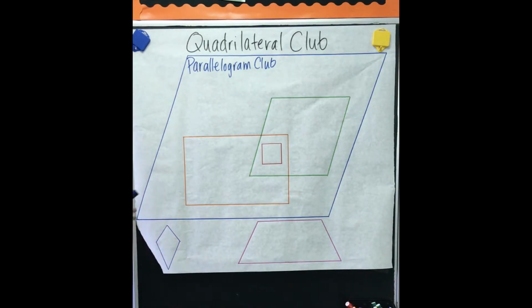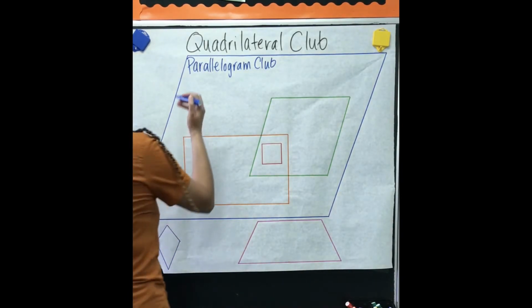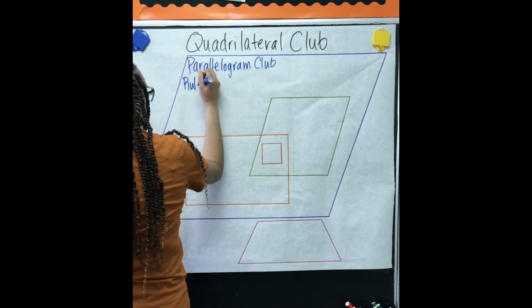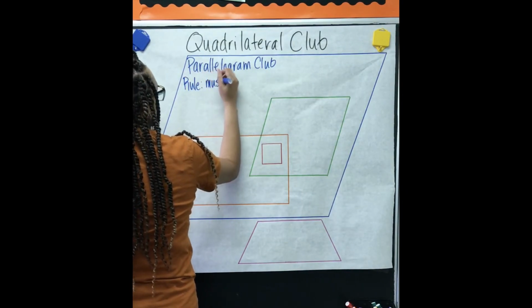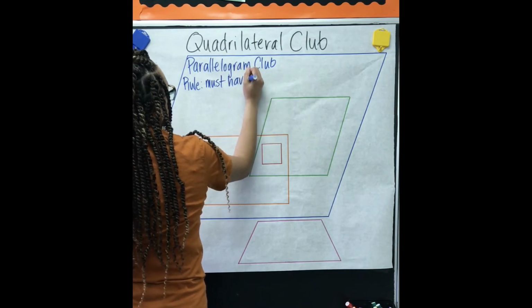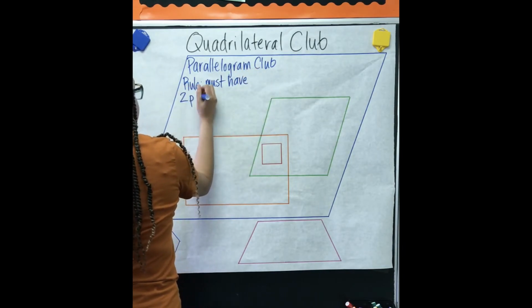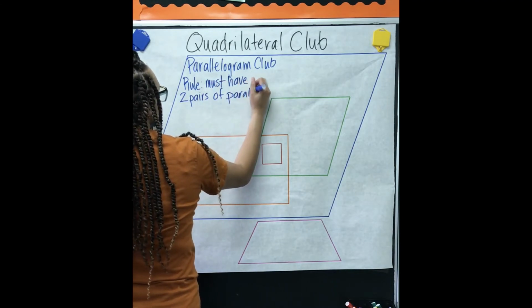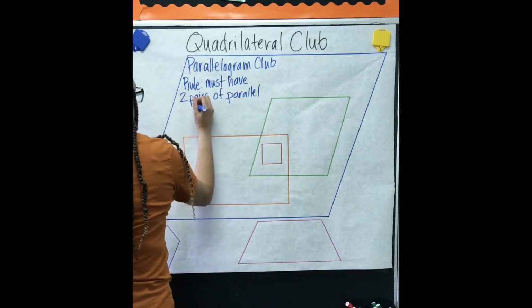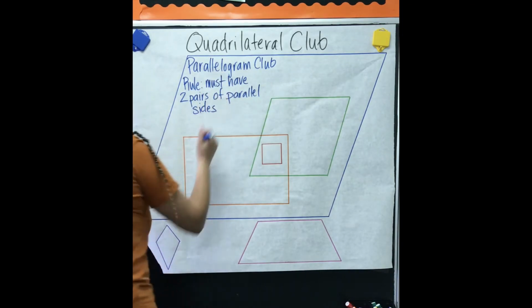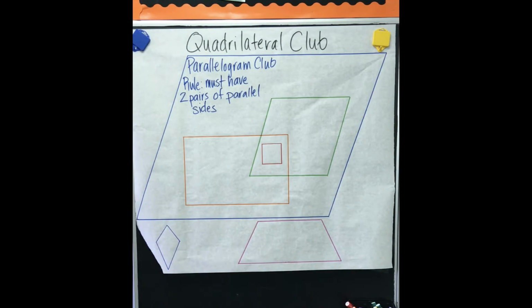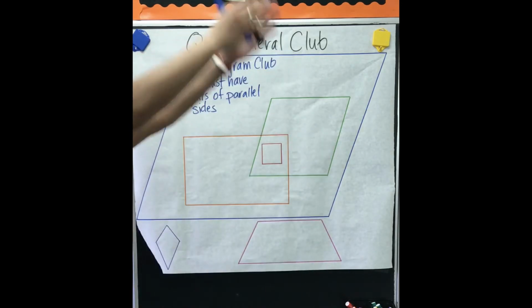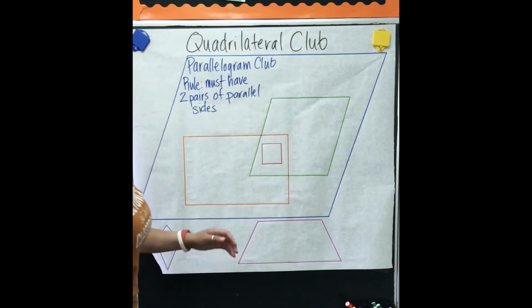So the rule for the Parallelogram Club is must have 2 pairs of parallel sides. So in order to be part of the Parallelogram Club, you have to have at least 2 pairs of parallel sides. Parallel means they run along next to each other and are never going to run into each other.